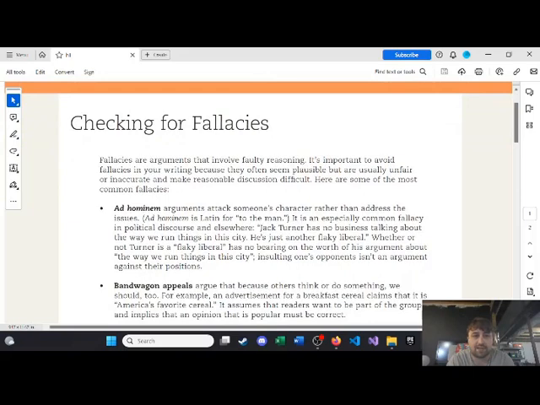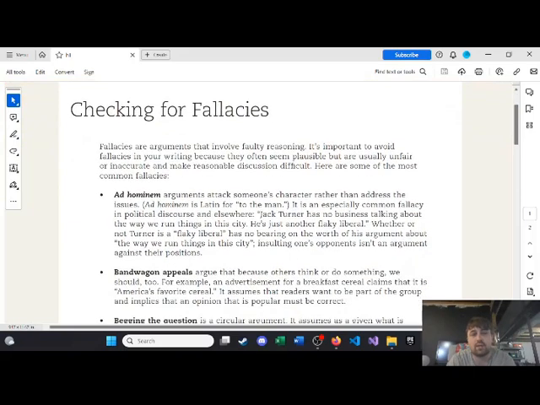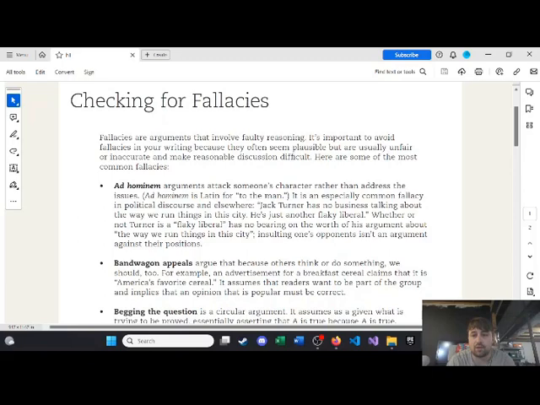So, checking for fallacies. When we are making an argument or responding to an argument, we always want to consider whether or not the argument is making any fallacies. So what's a fallacy? It's a form of faulty reasoning. Another way of putting it is the conclusion, what you're trying to argue for, doesn't follow from the premises. The premises are what you're trying to argue with. So you start from the premises, try to get to the conclusion. But if the conclusion doesn't follow from the premises, then you have a fallacy.